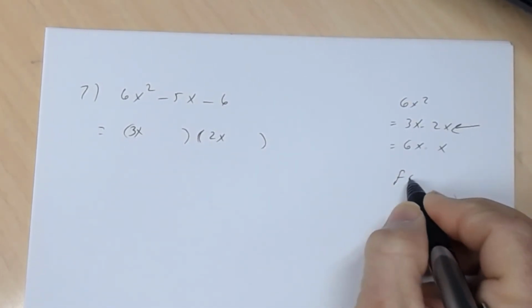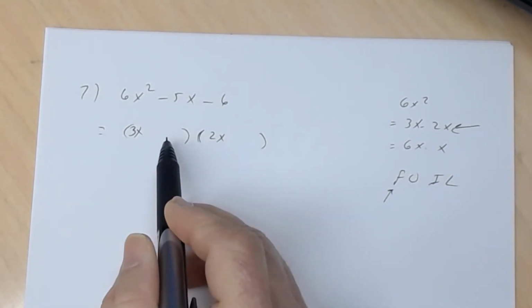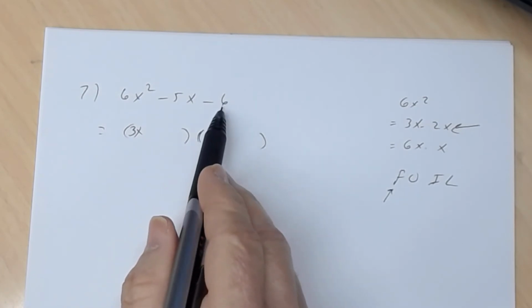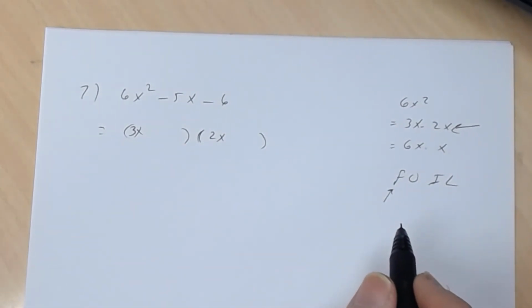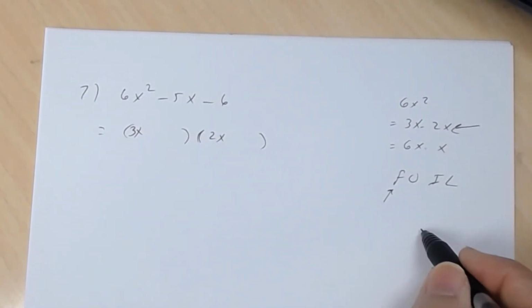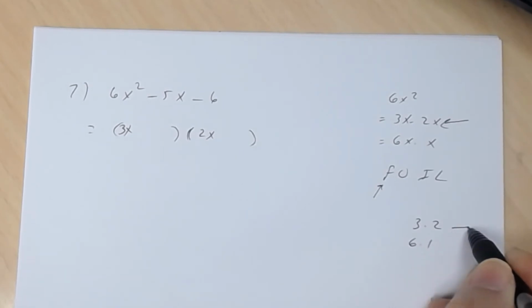So remember, we're using the reverse FOIL. So for the F, I'm going to try 3x times 2x. It's 6x squared. Now let's try 6 here. For this 6, we're going to try 3 times 2, 6 times 1. So let's try 3 and 2 first. Now remember our discussion about the earlier one here.